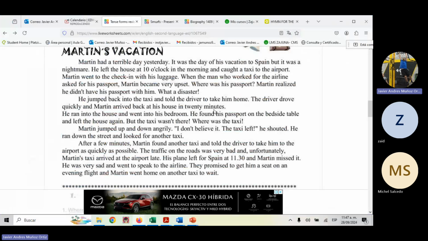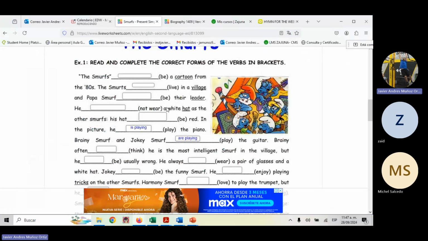The first step. The second step is for us, for example, to take a text in simple present tense and to modify this same text in past. For example, in present would be: The Smurfs is a cartoon from the 80s. The Smurfs live in a village and Papa Smurf is their leader.